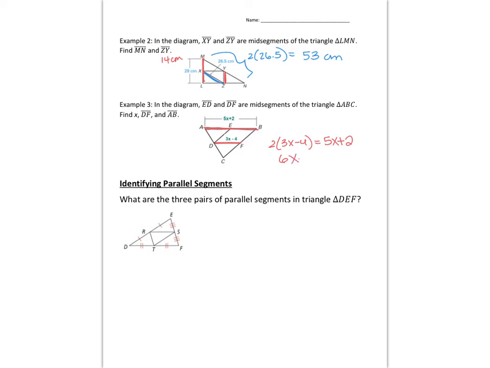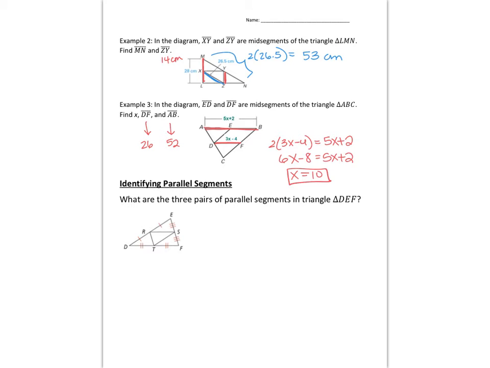So that's 6x minus 8 equals 5x plus 2. Subtract the 5x, add the 8. I think I'm getting x is 10. And then DF, very easy, just plug 10 in. So I'm getting 26. And then AB, you can just double that. But a really nice thing to do is to actually check by plugging 10 in and see that you do get that.